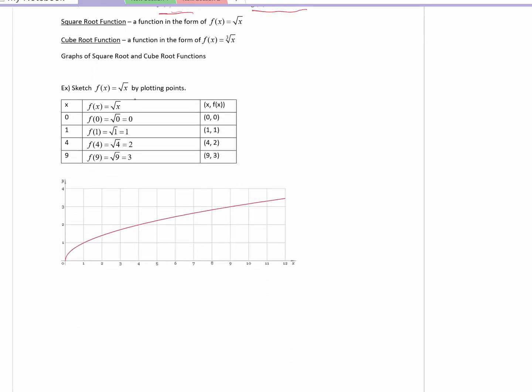Now, I did a very basic example of plotting the square root function. For the x values, I wanted to pick perfect squares. For instance, I know the square root of 0 is 0. That's an easy point to plot, (0, 0). I picked 1 because the square root of 1 is 1, and our ordered pair here is (1, 1). The square root of 4 is 2, so the ordered pair is (4, 2). And the square root of 9 is 3, which is the ordered pair (9, 3). And you can see (0, 0), (1, 1), (4, 2), and (9, 3). This is a square root function graph.